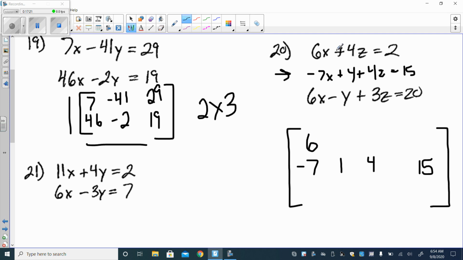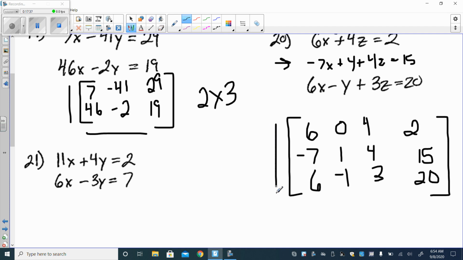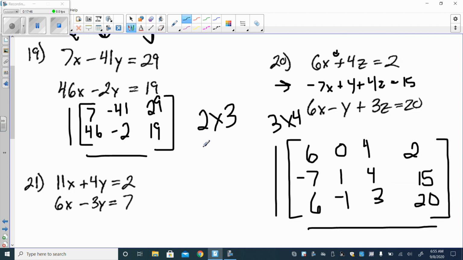Now since there's not a y, that means the y value is 0. And then we have 4 for z, and our number is 2. And the bottom row would be 6, negative 1, 3, 20. Then the last thing we need to do is dimension, so we have 3 here and 4, so this is a 3 by 4. And that's all we have to do for these here.